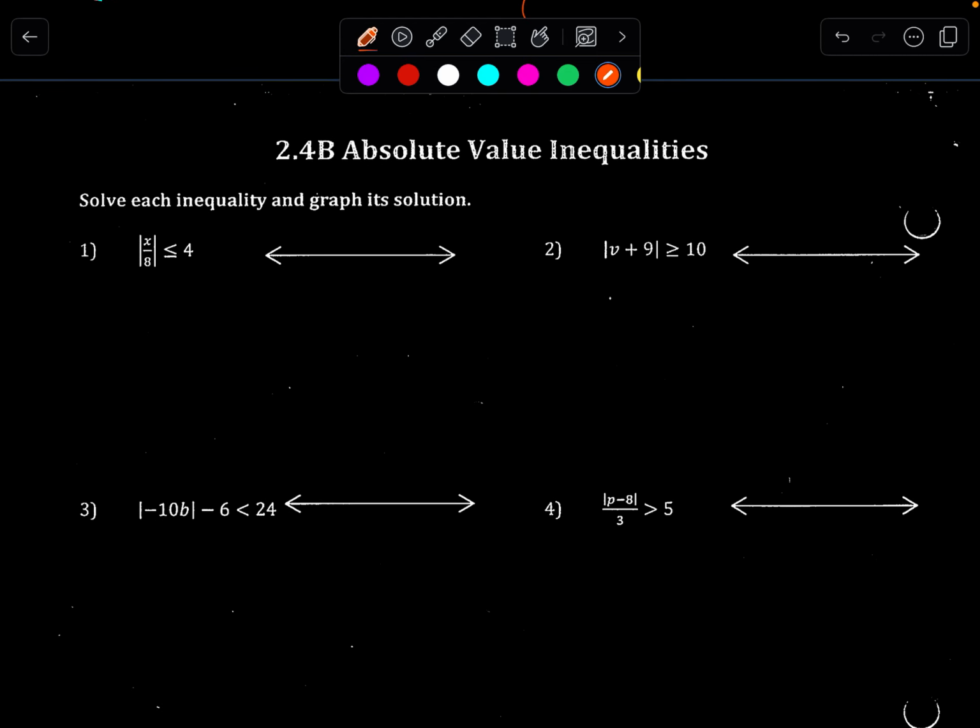Okay, let's go. 2.4b. We're running on 14% and a dream right now.